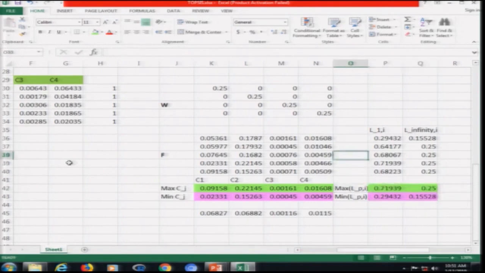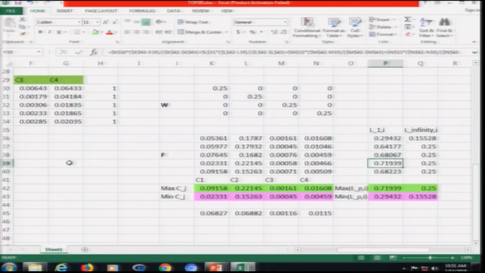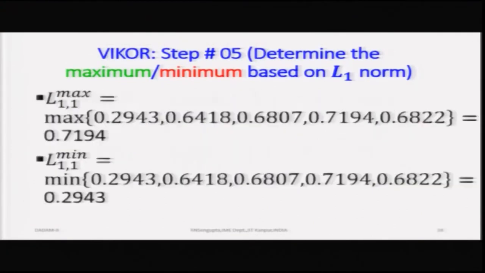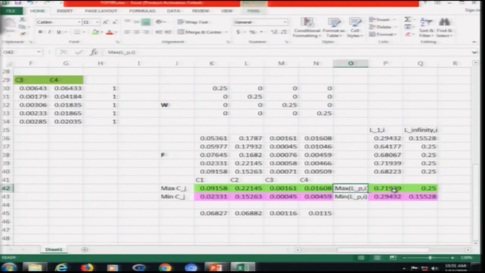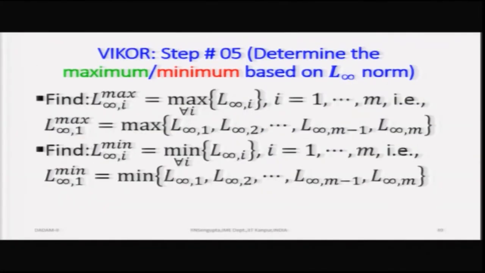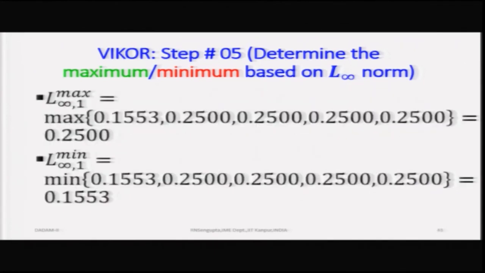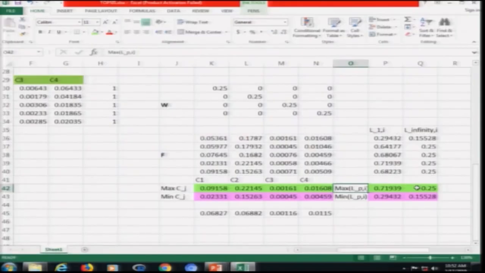So let me first plot it, to see whether the min and max come out to be the same. 0.17194, which is the green one. Then I have the mean as 0.2943. Similarly for L infinity max and L infinity min, the values are 0.25 and 0.1533, which is fine. So now let us plot these.